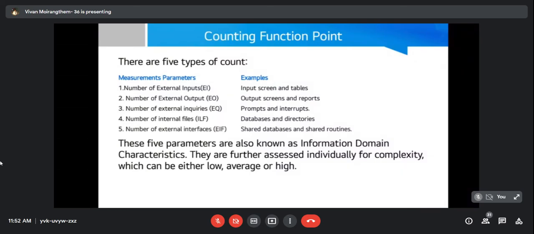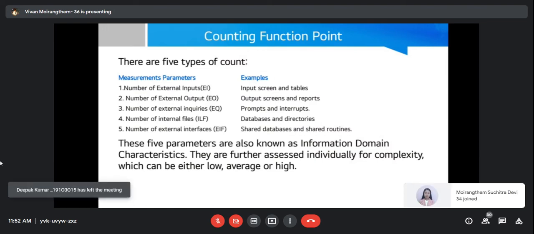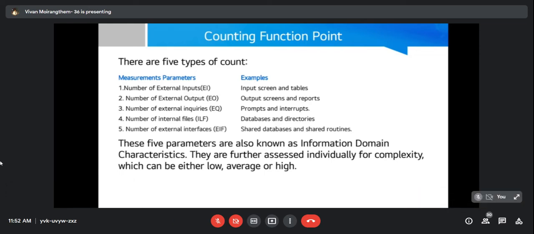The fourth one is internal files, or internal logical files. These include tables in a relational database, flat files, or application control info. Then the last one, the fifth parameter, is external interface files. These represent data that the application will use or refer to, but this data is not maintained by the application.